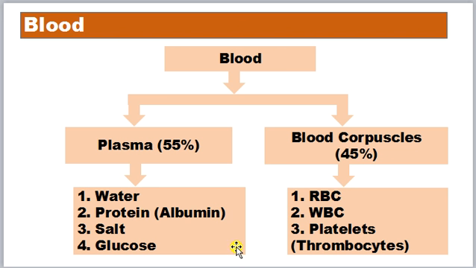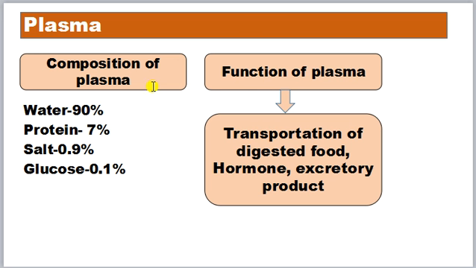Now move on to the plasma components. Plasma contains water, which is its maximum content, and the second is protein. The main protein present in blood plasma is albumin. Its main function is to regulate the colloidal osmotic pressure of the blood. Third is salt, and glucose is present in a very minute amount. Now see the composition of plasma. Water is around 90%, protein is around 7%, salt is around 0.9%, and glucose is very little, 0.1%.